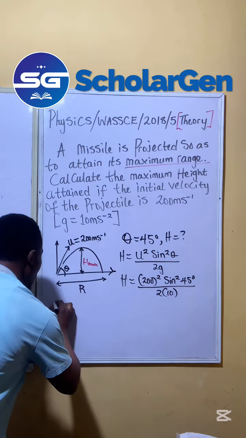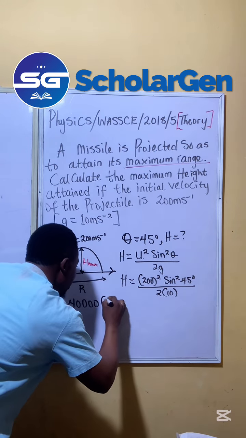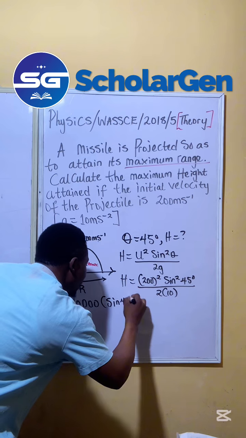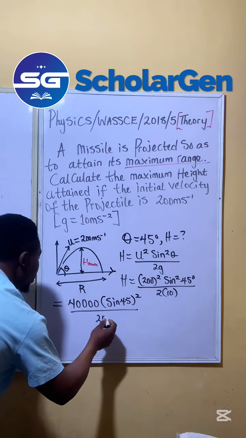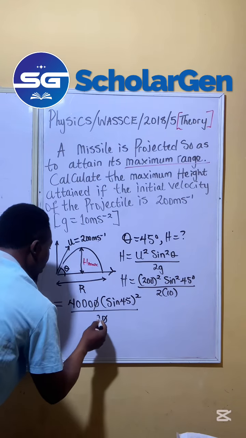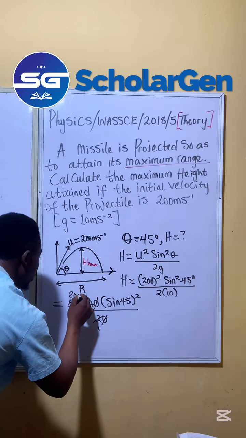So 200 squared becomes 40,000, because you multiply it in two places. Then this sine 45 degrees is all squared, divided by 2 times 10, which gives us 20. So 0 takes away 0 here, 2 here, 1, 2 goes in 4,000. You have 2,000.